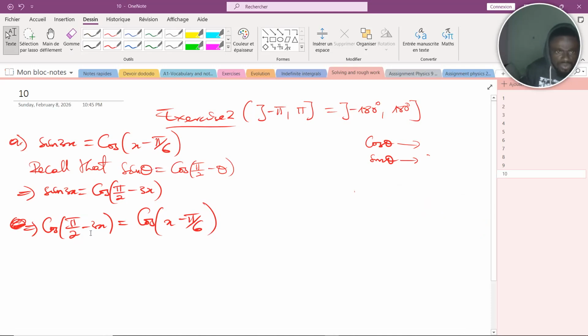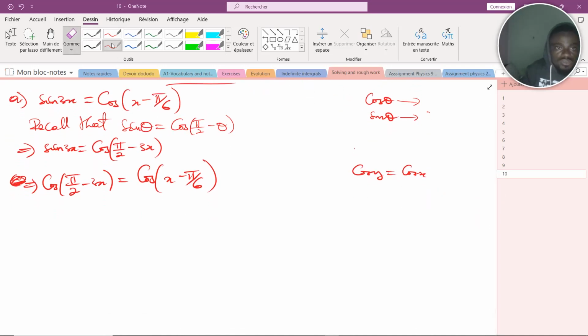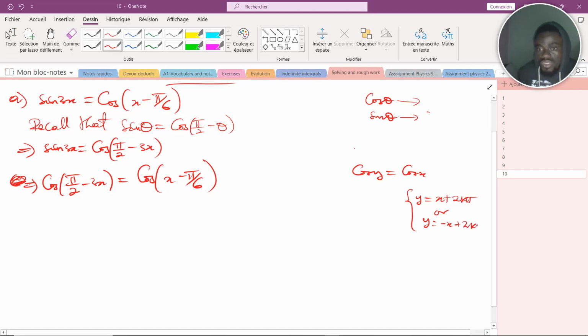So from here, we're already in the form what? Cos y being equal to cos x. We're already in that form. So the general solution of cos, we know that when we are in this form, is y being equal to x plus 2k pi, or y being equal to minus x plus 2k pi, where k belongs to Z. That's the general solution of cos. I'll just apply it here.